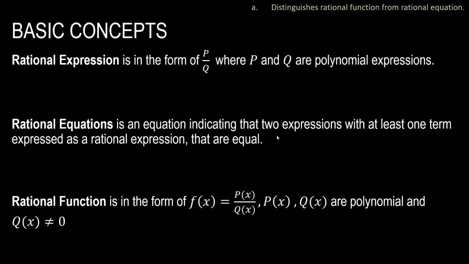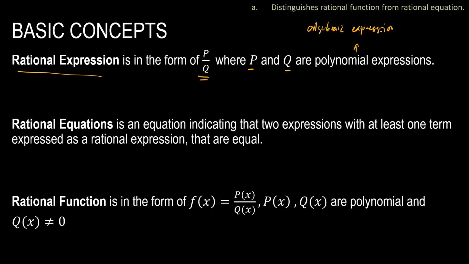Let's have first the basic concept. So what is a rational expression? When we say rational expression, it is in the form of P over Q, where P and Q are polynomials. Okay, when we say polynomials, these are under algebraic expression. So when we say algebraic expression, it is a combination of variables, constants, using operations, addition, subtraction, multiplication, divisions, and it has no equal sign. So that is for rational expressions.